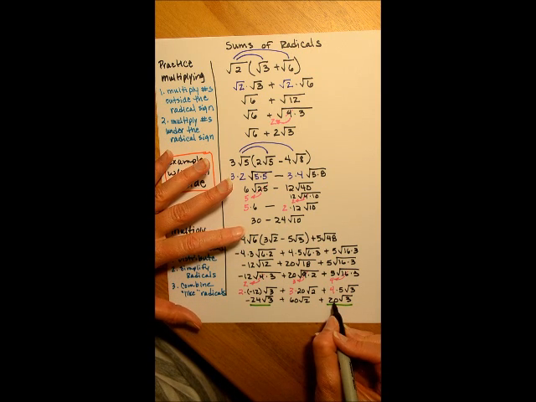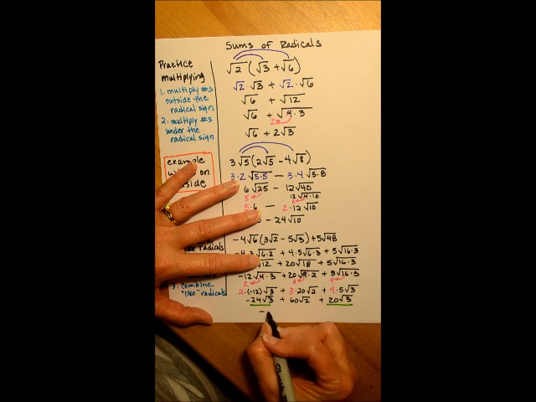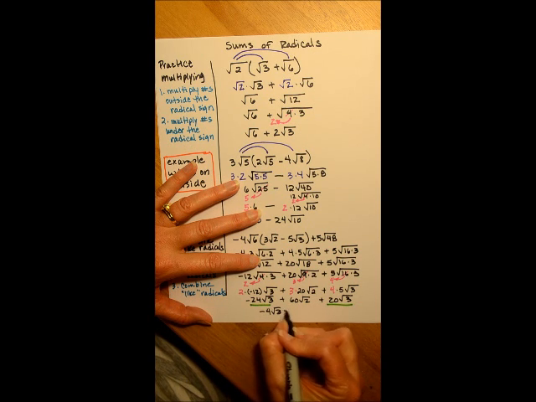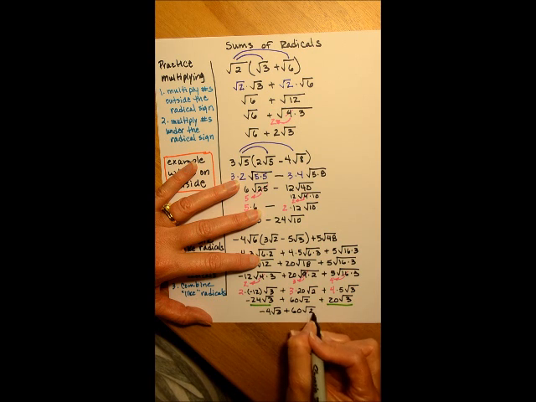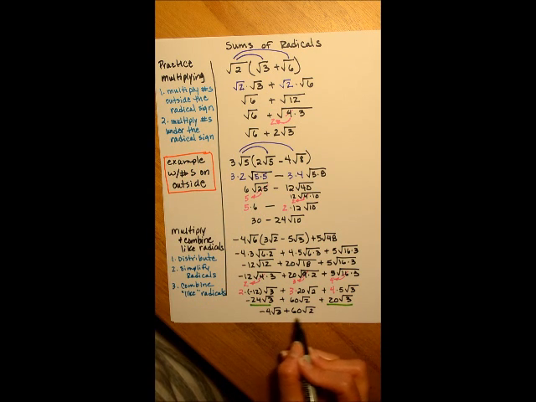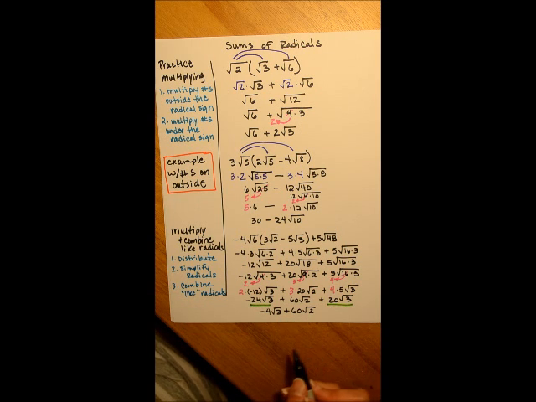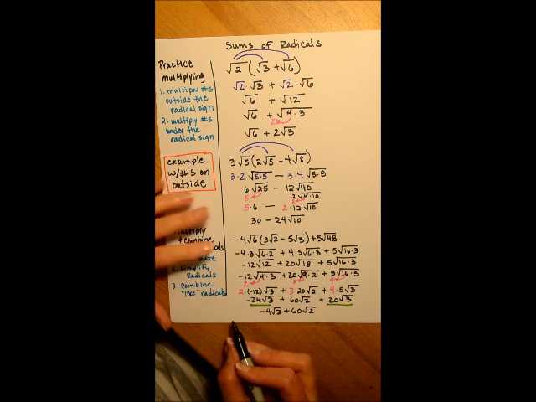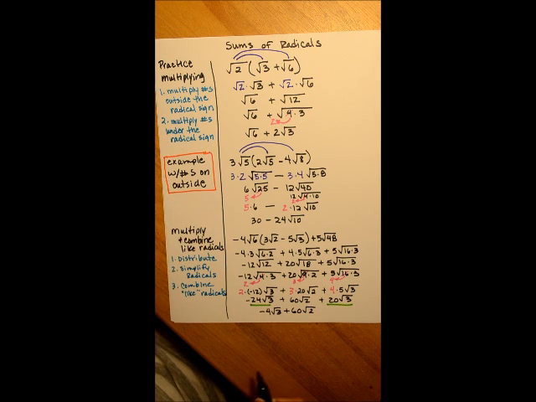I have a negative 24, a positive 20. That's going to give me a negative 4 square root 3 plus 60 square root 2. I can't combine those. They don't have the same radicand. They do have the same index, but not the same radicand. That's what's underneath that radical sign. So that's as good as I can do. All right, and that would be my answer.